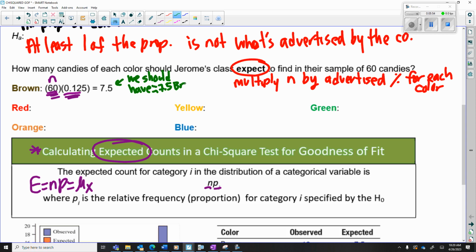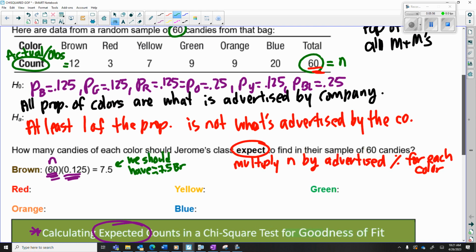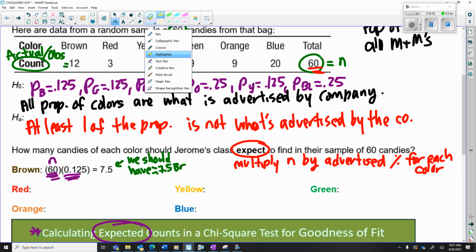Now if we look back at what we got, we did not get 7.5 browns in our bag. I'm going to highlight it. We got 12 browns in our bag. So how off is the 12 from the 7.5, which is what is predicted? How off is the actual from what's predicted? It kind of sounds like a residual, which we did back in the regression chapter.